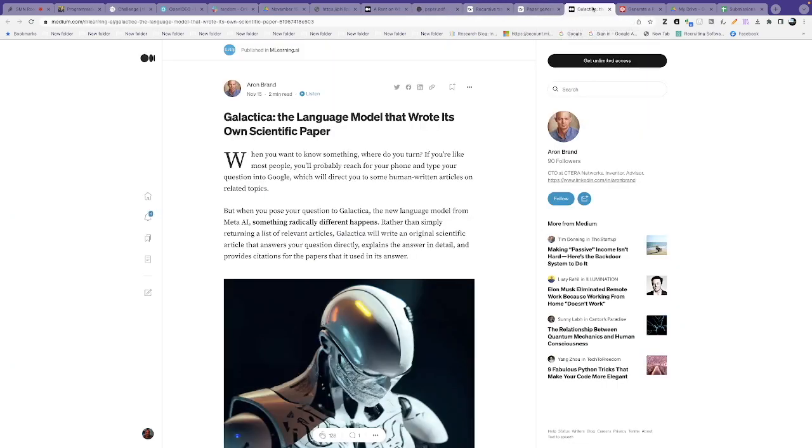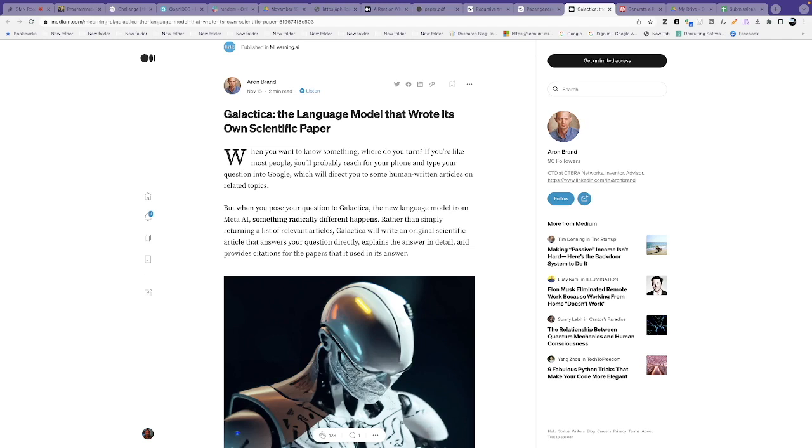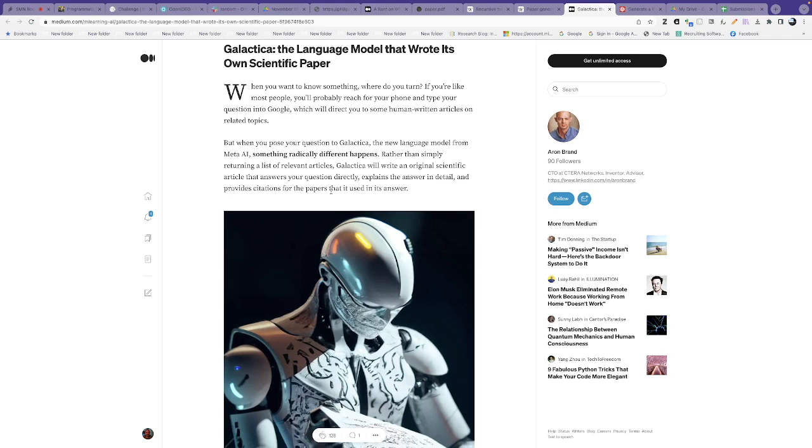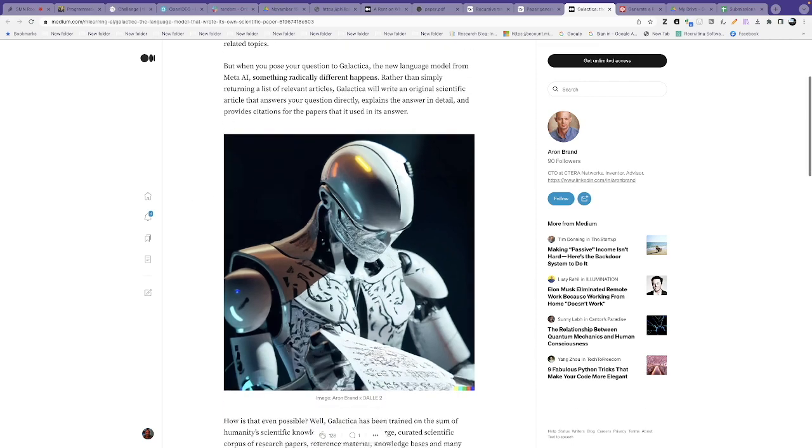So there's this other Medium article, actually written on the 15th. It's a nice article that talks a little more about what's going on here. When you want to know something, where do you turn? If you're like most people, you probably reach for your phone and type your question into Google, which will direct you to some human written articles on related topics. But when you pose your question to Galactica, the new language model from Meta AI, something radically different happens. Rather than simply returning a list of relevant articles, Galactica will write an original scientific article that answers your question directly, explains the answer in detail, and provides citations for the papers used in its answer.